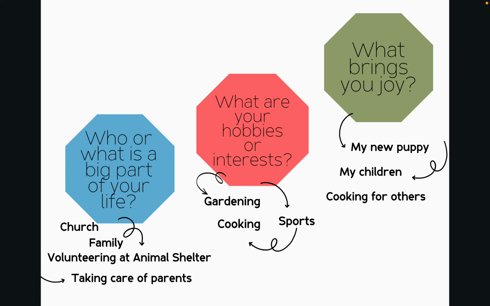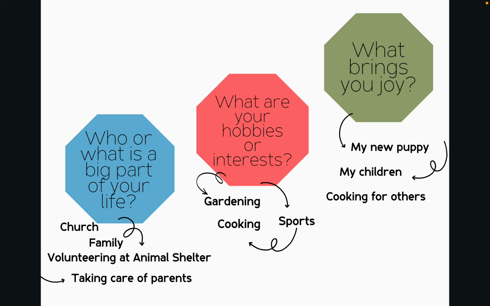But what are you involved in? What do you spend a lot of time doing? And then, of course, what brings you joy. And you may notice that many of the things that bring you joy are also a big part of your life, such as my children, which is also family, and then cooking for others is also mentioned under hobbies and interests. But then there might be something new in that category, such as a new puppy.